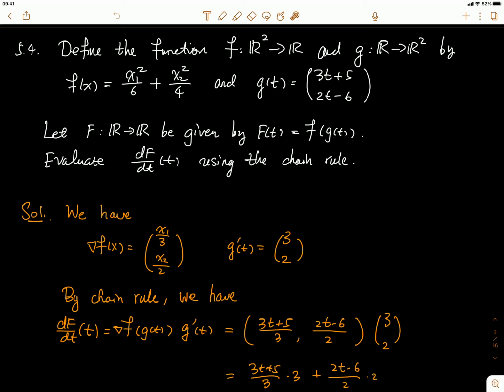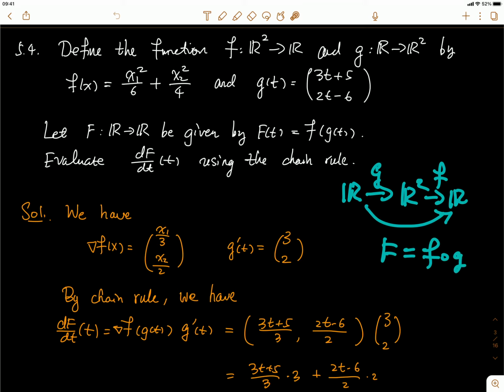So remember the f and g. g is from R to R2, this is what g does. And then from R2 to R, we have the f. Together, we have the composition of the two, which is F, the f composed with g.